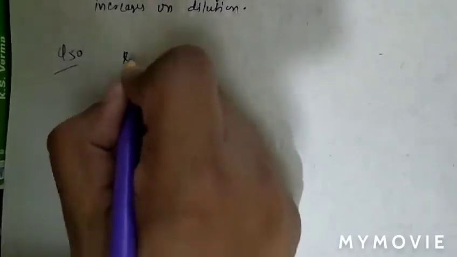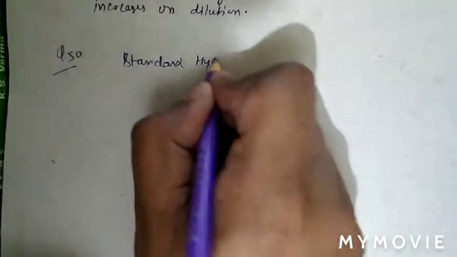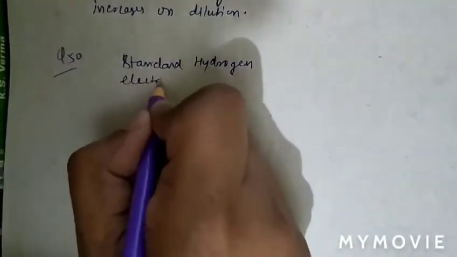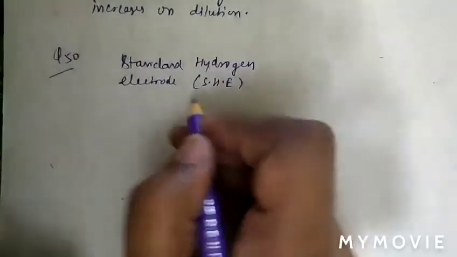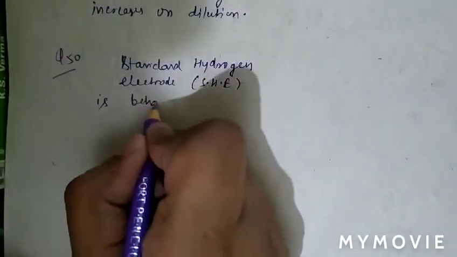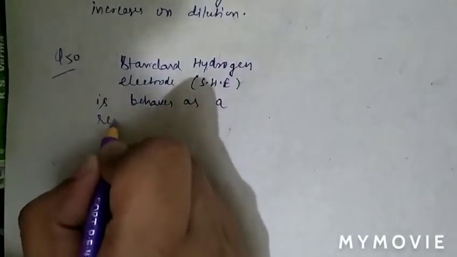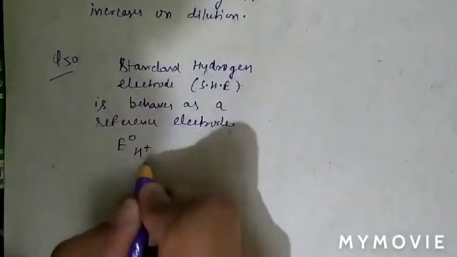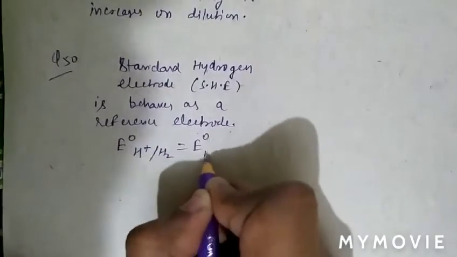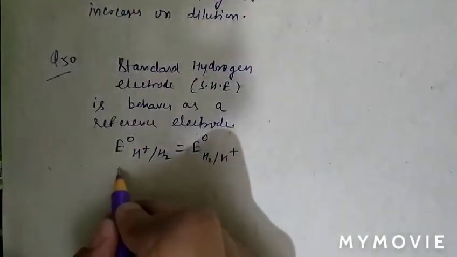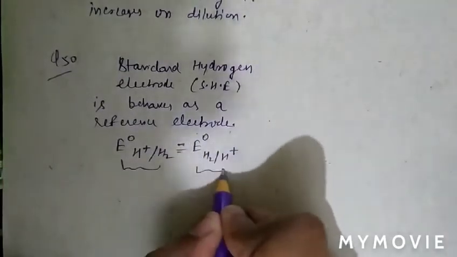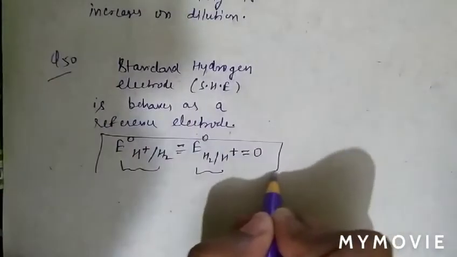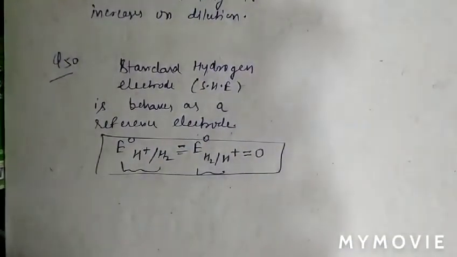See question number 50. As we know that the standard hydrogen electrode, also called SHE, behaves as a reference electrode, and E0 for H plus, also E0 for H2 changing into H plus, while it is acting as cathode or as anode, the E0 value for hydrogen electrode is assumed to be 0. So question number 50, option B is correct.